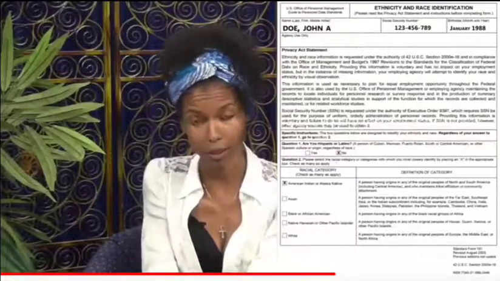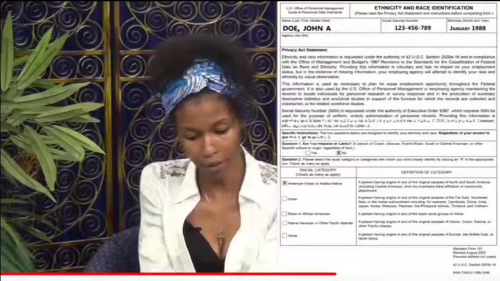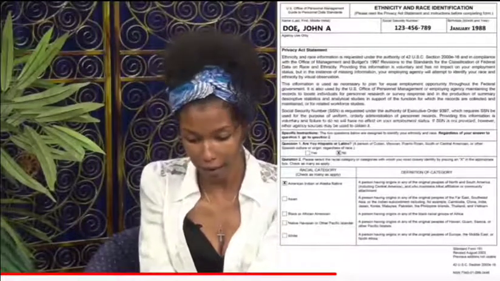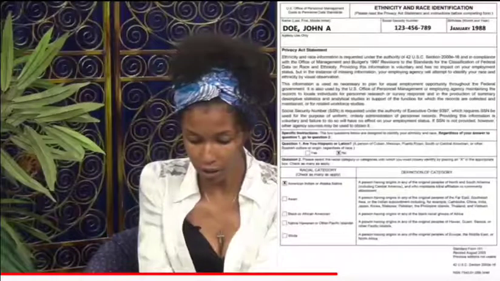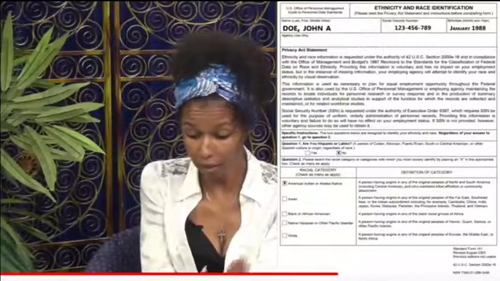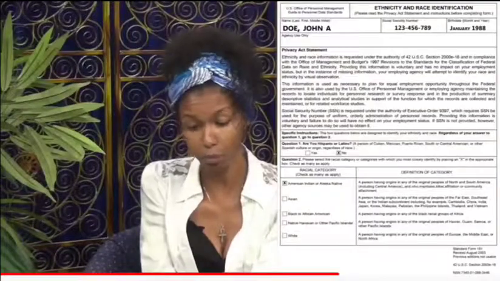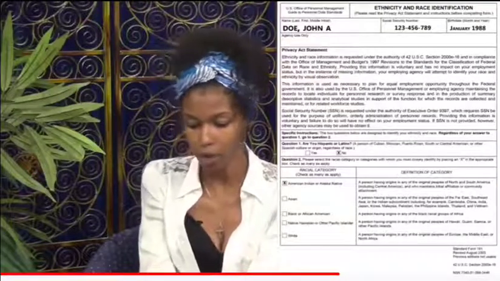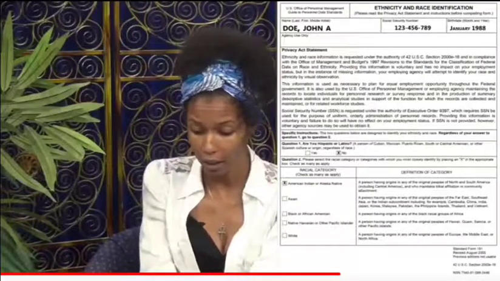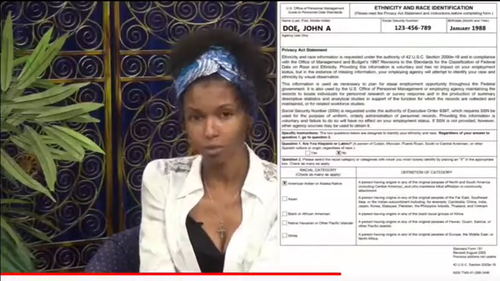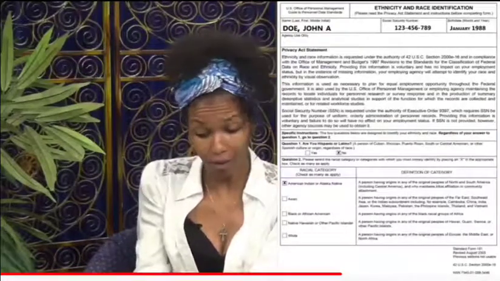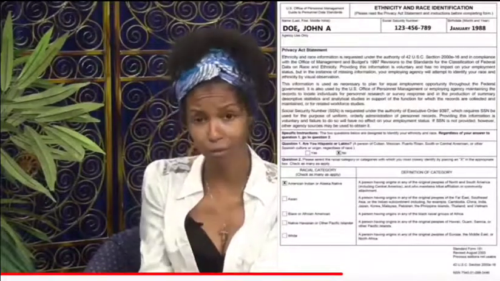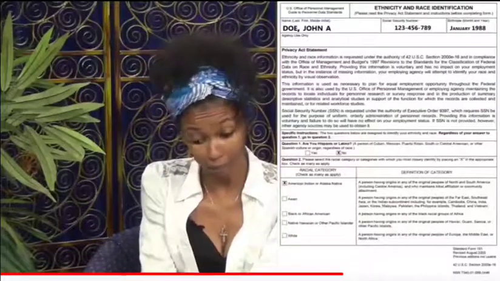Leave that completely blank. Native Hawaiian or other Pacific Islander. A person having origins in any of the original peoples, yet again, in Hawaii, Guam, Samoa, or the Pacific Islands. So if you look at the wording, you kind of get the pattern here, okay, and how they're defining these. Let's get to white.